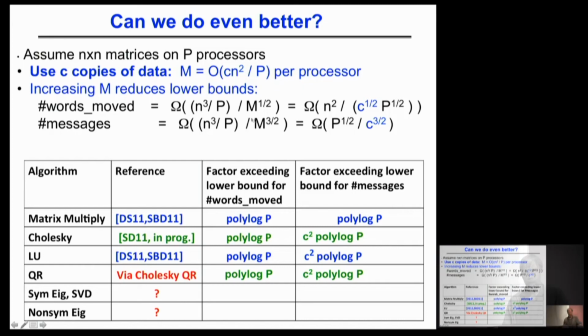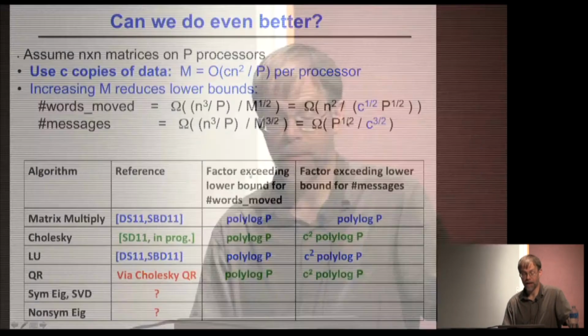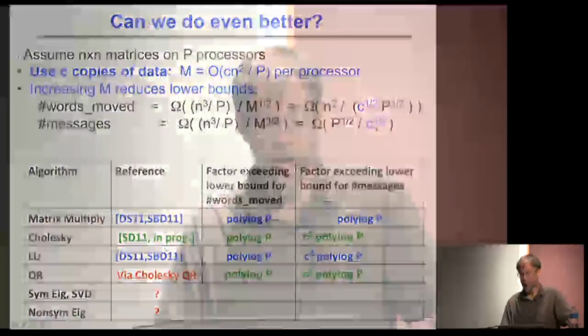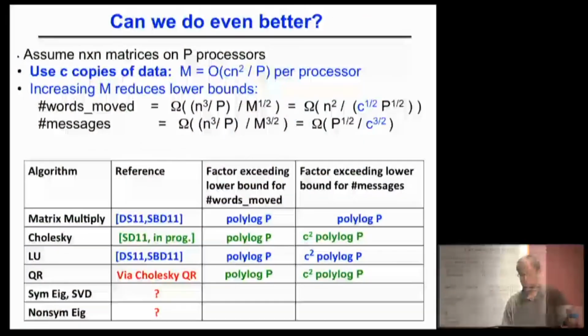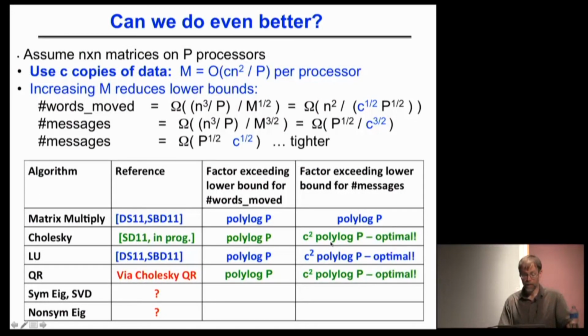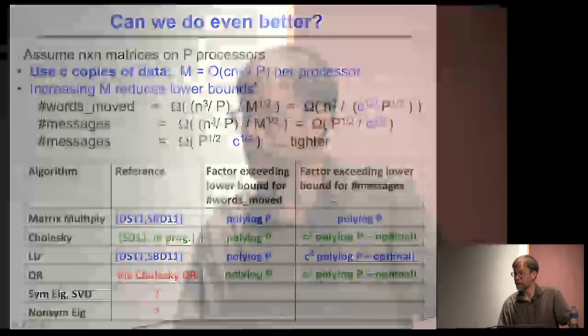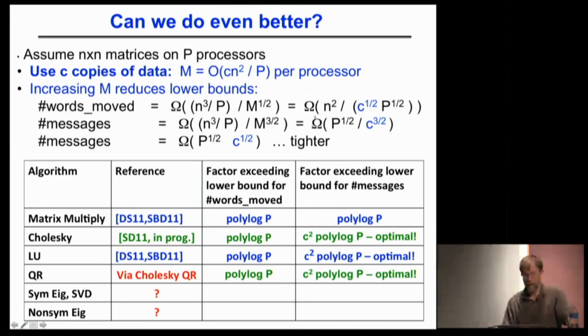In other words, making multiple copies of the data, this changed from p to the 1/2 to p to the 1/2 times the square root of c. It went up. So the number of messages actually got worse. That was sort of depressing for a while. But then we proved a new lower bound. And this is optimal. So if you want to minimize the number of messages, the best thing to do is have one copy, c equals one copy. That minimizes the number of messages.